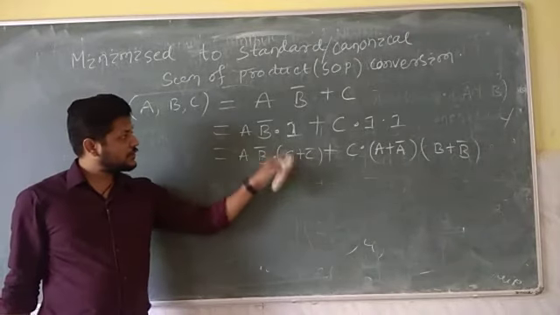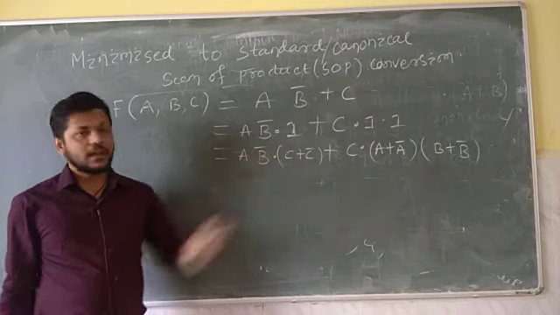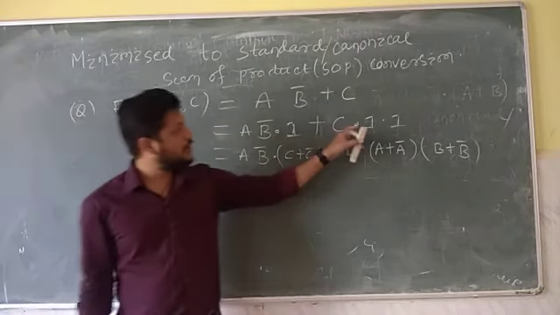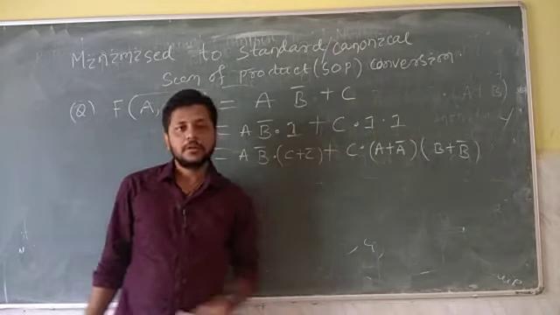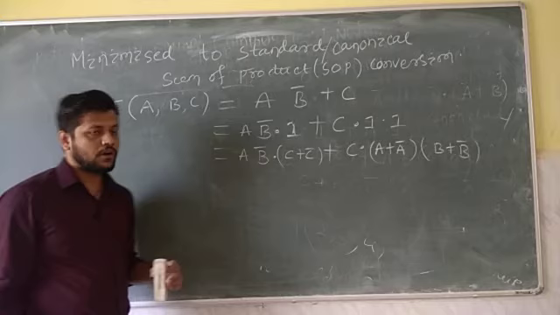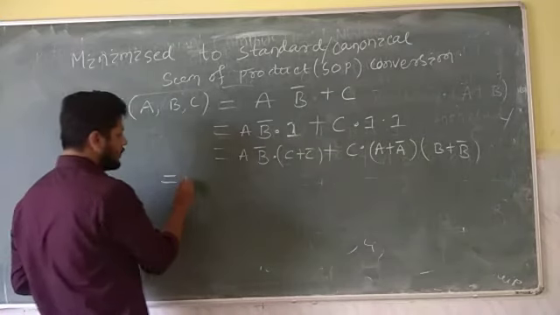So you can write directly from there. In the first term only one term is missing, that is C, so C or C bar. In the second, two variables are missing, hence I am writing C dot 1 dot 1, 1 for A and 1 for B. So how to write that? 1 is A or A bar and B or B bar. So now multiply that. This is very easy.